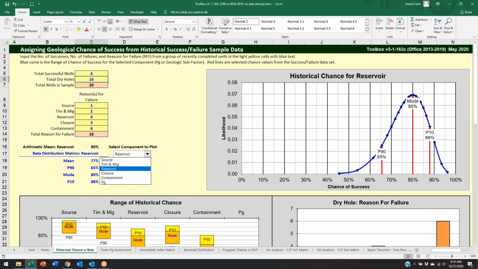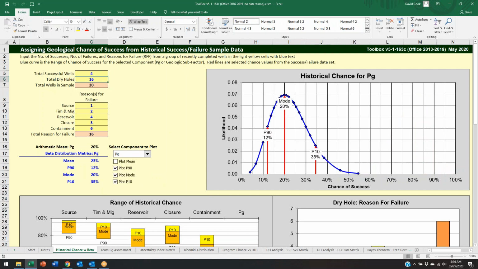I'm on the wrong one. Apologize. Let me go here and take a look at the PG value. I was looking at a particular component in there. So let me reverse back to the PG.